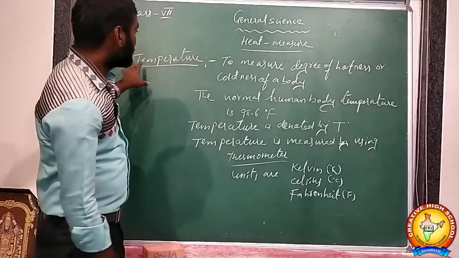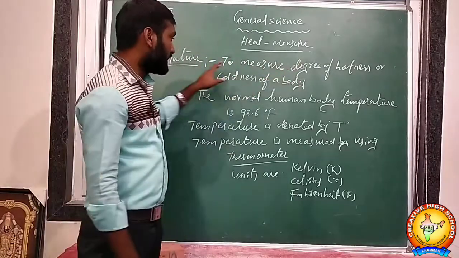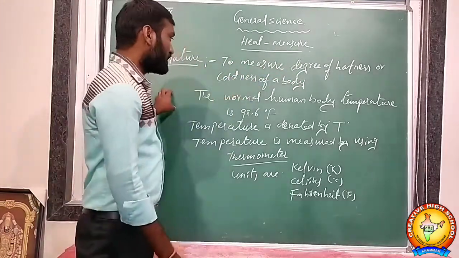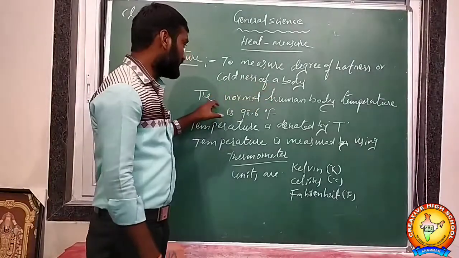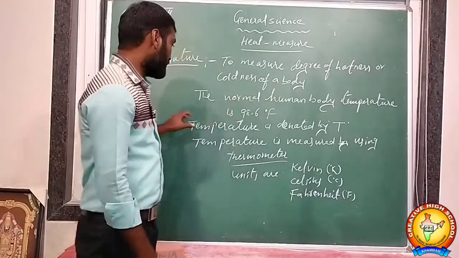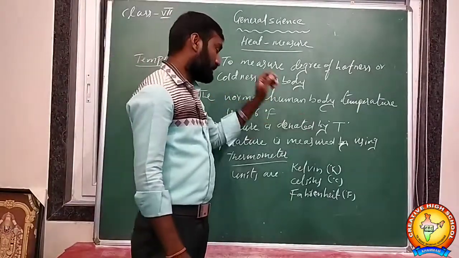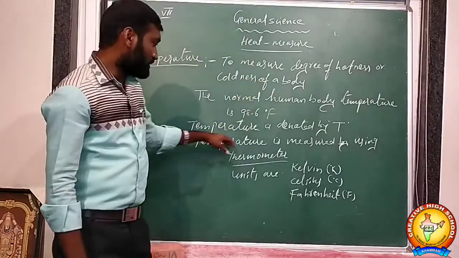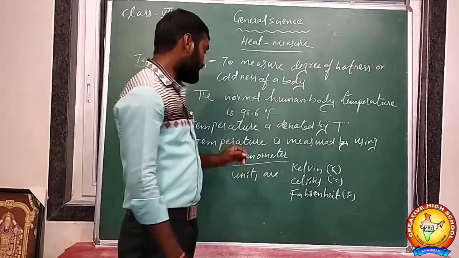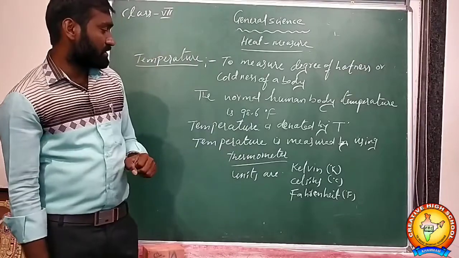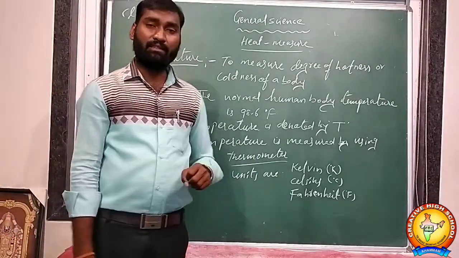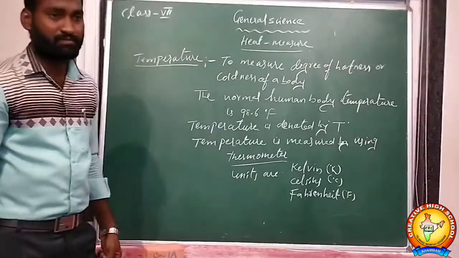So what is temperature? The measure of the degree of hotness or coldness of a body. The normal human body temperature is 98.6 Fahrenheit. Temperature is denoted by capital T and measured using a thermometer. The units of temperature are Kelvin, Celsius and Fahrenheit.